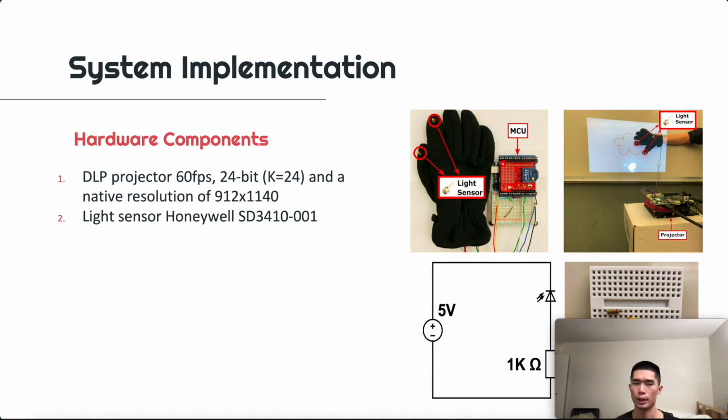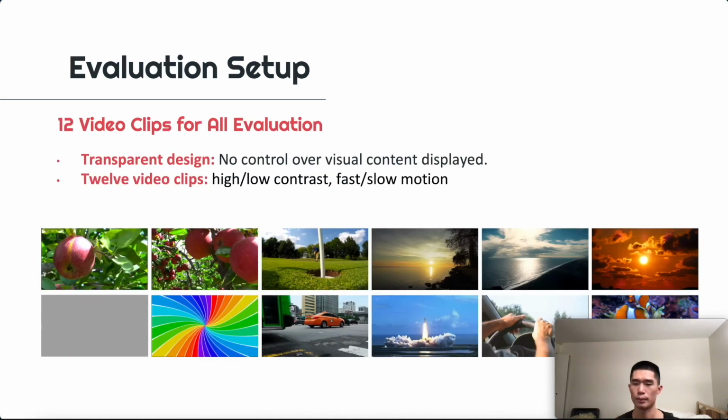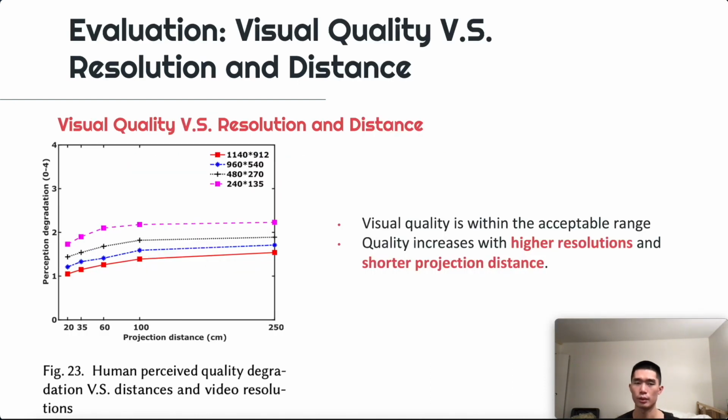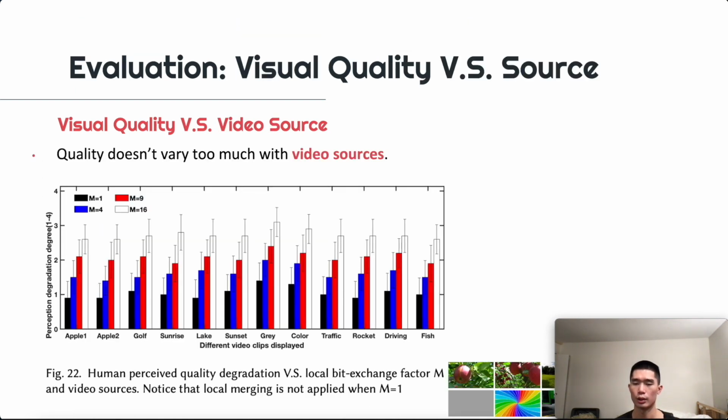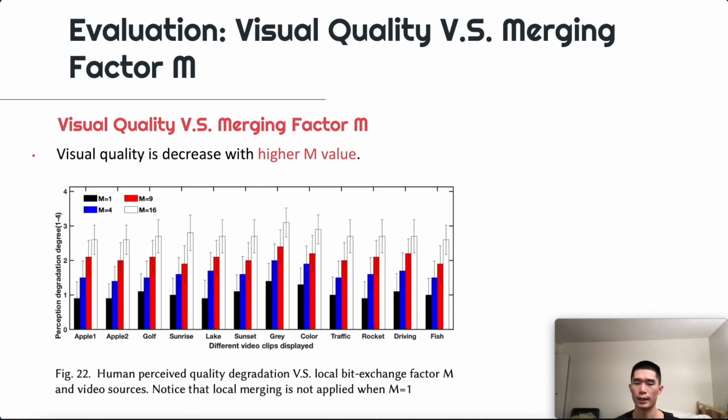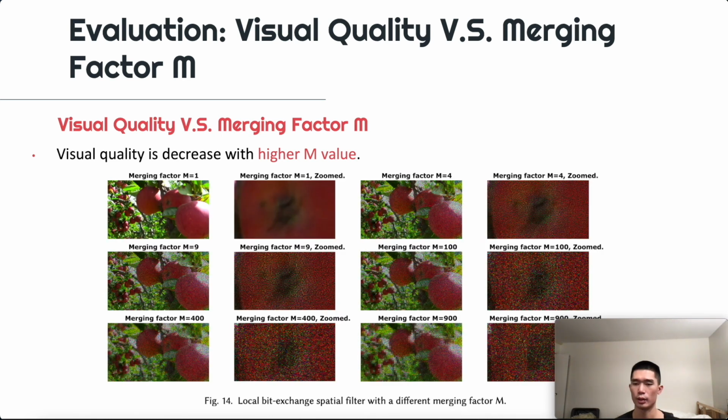We also implemented a system using a 60 frames per second projector, and we evaluated using 12 different video clips with different video and color characteristics, such as fast and slow motion, high and low contrast, etc. Pretty understandably, the visual quality increases with higher resolution and decreases with projector distance. The visual quality degradation also doesn't vary too much across the 12 different videos. And understandably, the larger the number of nearby pixels you merge together, the higher the sacrifice or trade-off in terms of picture quality.